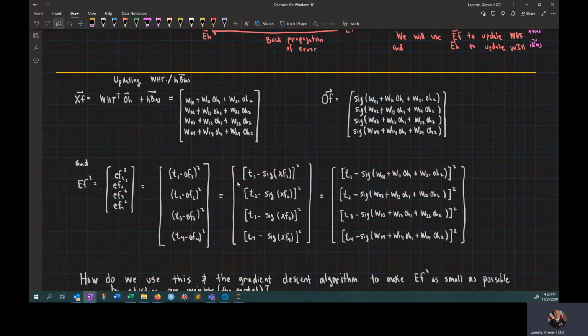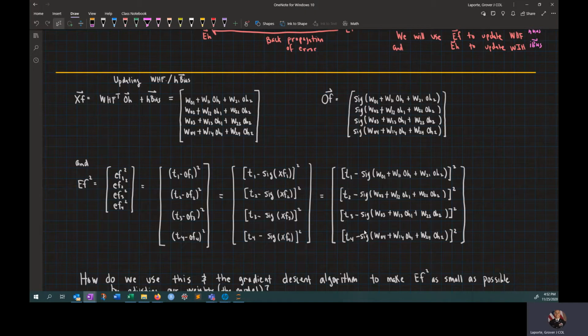So we start substituting in, and we get T1 minus sig of XF, which we actually, I guess we could jump, since I've already done this calculation, we can just jump here to the end. It's T1 minus the sig of this, that's OF, quantity squared. And the second one would be T2 minus the sigmoid of this whole thing, whatever's in that second line there, quantity squared, and so on and so forth.